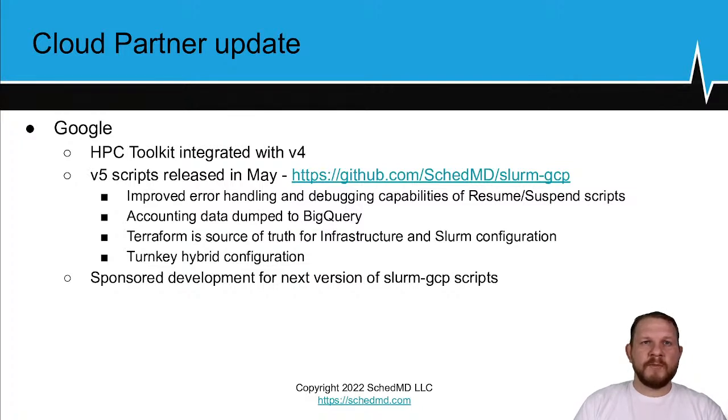Our V5 scripts have many improvements, changes, and updates to capabilities within how Slurm works with GCP, and the Terraform scripts around it. Here are a couple of notes. Improved error handling and debugging with the resume and suspend scripts. This makes it much easier to understand why you didn't get your resource. Was it a stockout issue? And you can get more details to investigate further why maybe the resume script or suspend script failed.